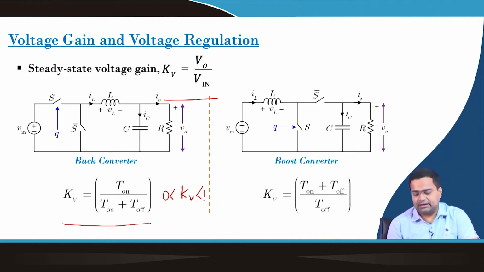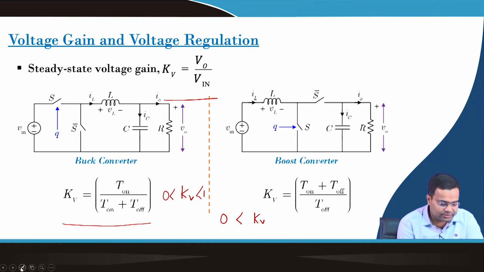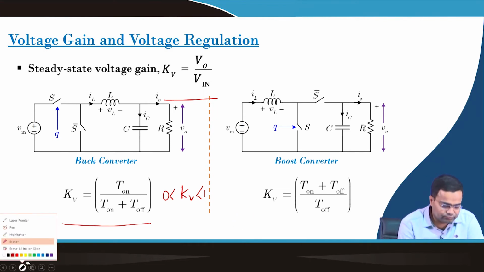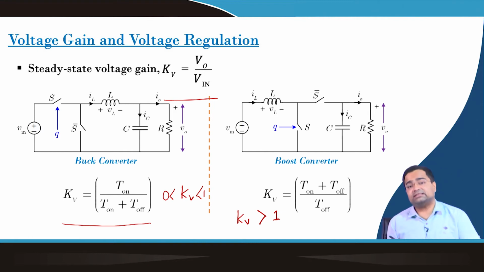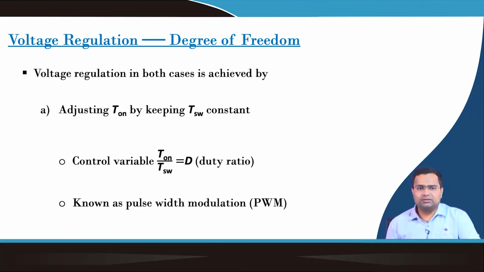For a boost converter, we can see that this kV, the voltage gain, can be shown to be greater than 1. That means it is higher than unity, so output voltage will be higher than the input voltage.